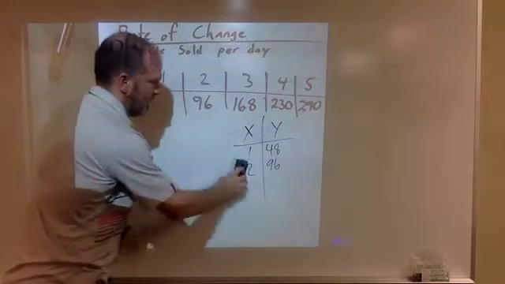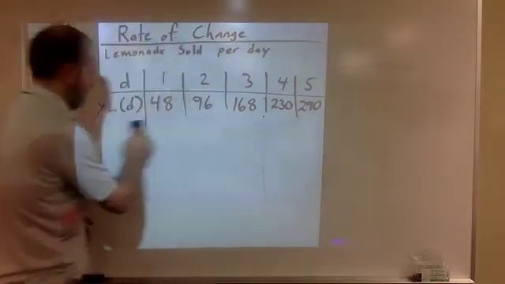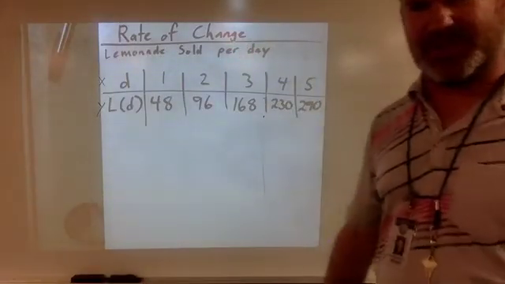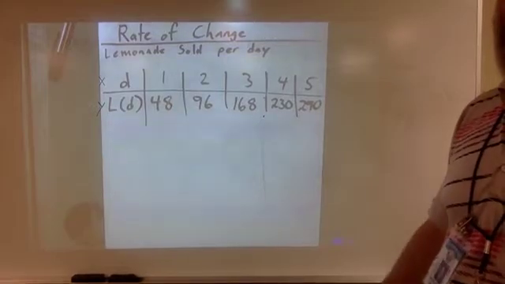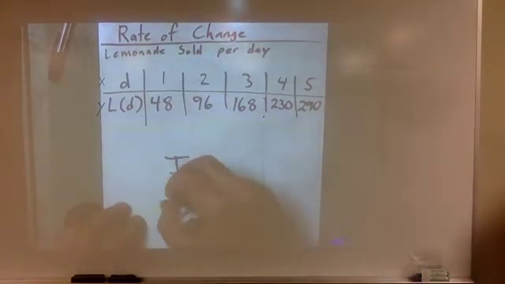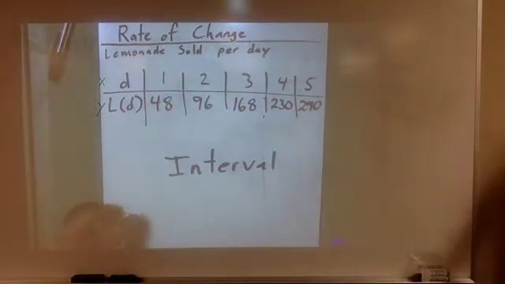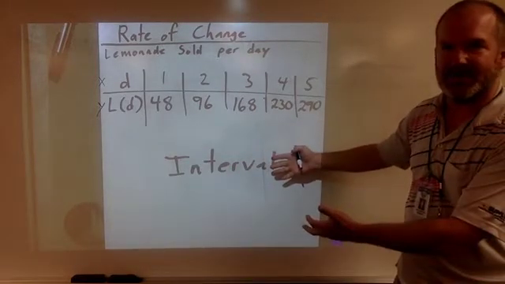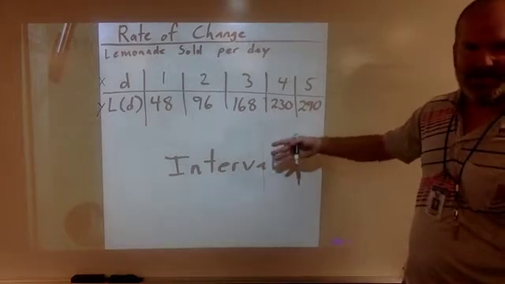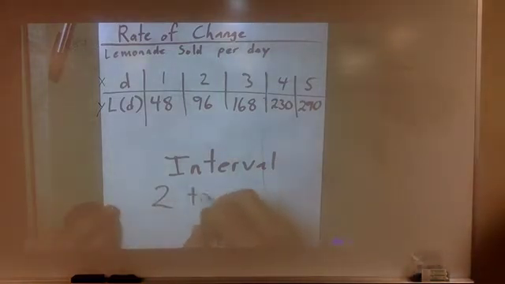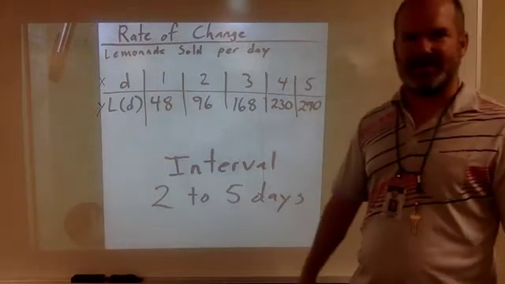All right. Now let's get down to actually finding some rates of change. When you ask for rate of change, it's pretty much always asked in terms of X. Sometimes you'll see the word intervals. And an interval is just a time period from when to when. All right, so let me just put this into an example here. Let's take the rate of change of lemonade sold from the interval of 2 to 5 days. What's the average rate of change from 2 to 5 days?